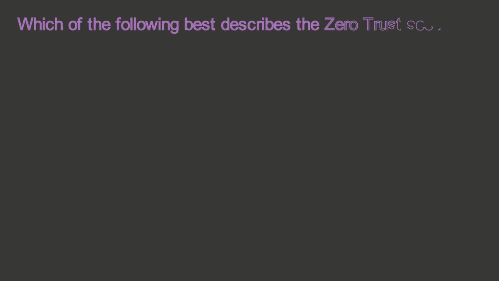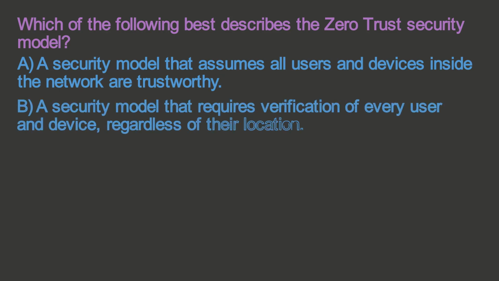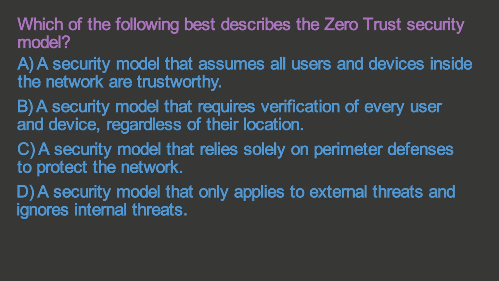Which of the following best describes the Zero Trust security model? A. A security model that assumes all users and devices inside the network are trustworthy. B. A security model that requires verification of every user and device, regardless of their location. C. A security model that relies solely on perimeter defenses to protect the network. D. A security model that only applies to external threats and ignores internal threats.